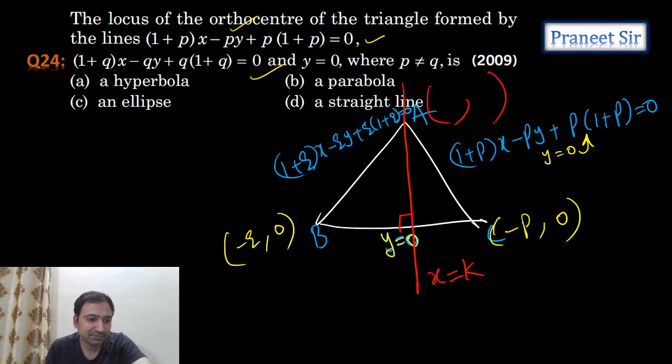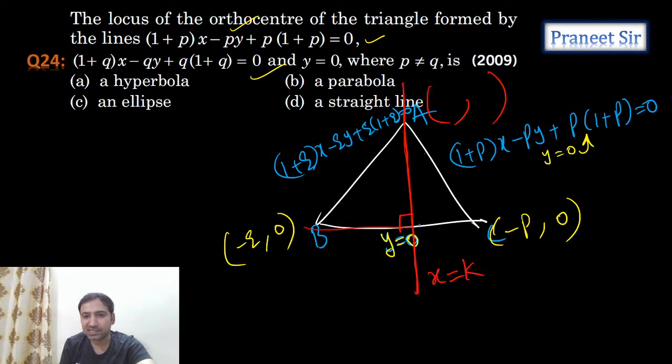Correct? Right, exactly. So the point of intersection of these two lines should be lying on this line. Compulsory, it should be lying on this line. So let's equate the point of intersection. Let's find out the x coordinate and substitute here. If you substitute the x coordinate here, that should always be constant. Calculate the x coordinate of this and substitute here. We get the x coordinate. That's it. Very simple, guys.